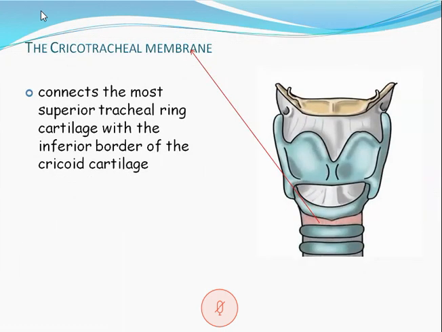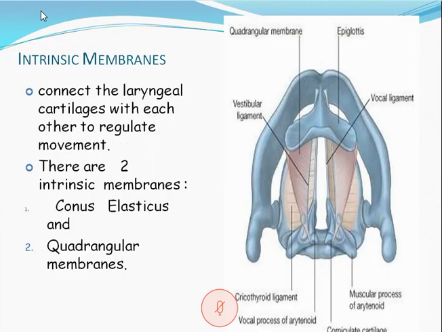The cricotracheal membrane connects the most superior tracheal ring. What you are seeing here is the tracheal ring. It is connected to the inferior border of the cricoid cartilage by the cricotracheal membrane. The intrinsic membranes connect the laryngeal cartilages with each other to regulate the movement. We have two intrinsic membranes. One is called the conus elasticus. The second one is called the quadrangular membrane.